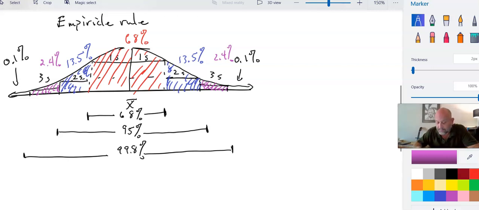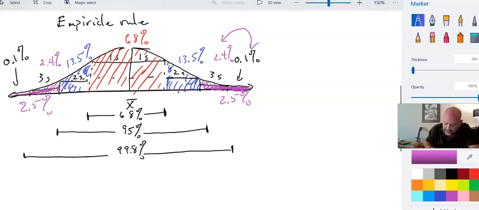Right? Now, what's kind of nice about this is most of the time you don't worry about this. You just take the whole thing and include this other 0.1, right? Because if you put these two together, you get 2.5%. And that's typically what people do. Same thing over on this end. We can say, okay, that's 2.5%. So these two tails here actually comprise 5% of the curve.